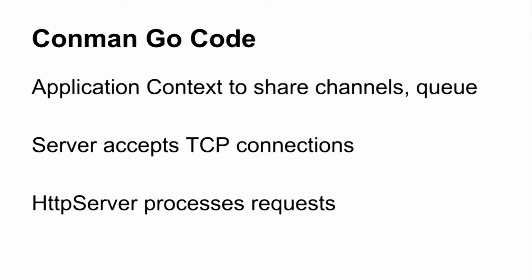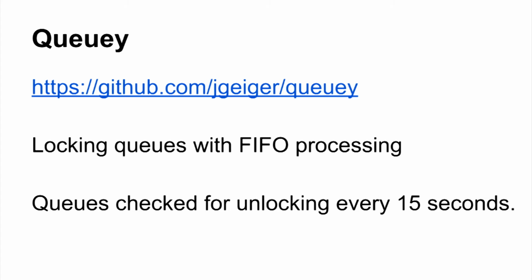So how does it work? In Conman, we have an application context that I'm passing that shares the channels and the queue. The server accepts TCP connections, and the HTTP server processes requests. The thing I'm replacing Redis with is something I wrote called QE. Essentially, it's locking queues with first in, first out processing. Queues are checked and unlocked every 15 seconds.